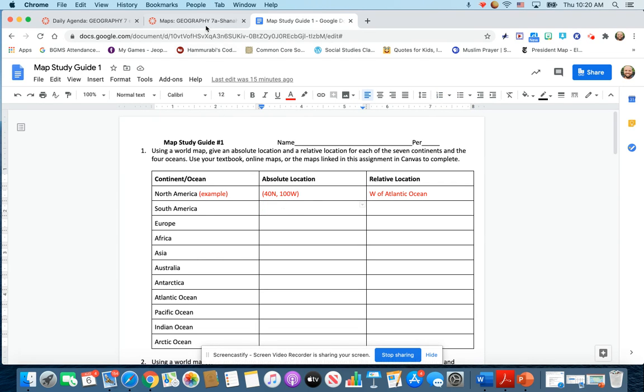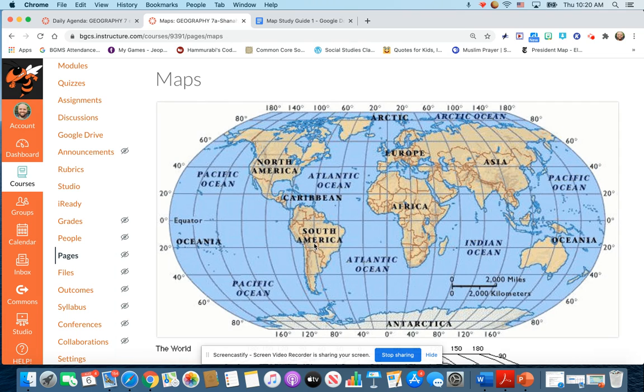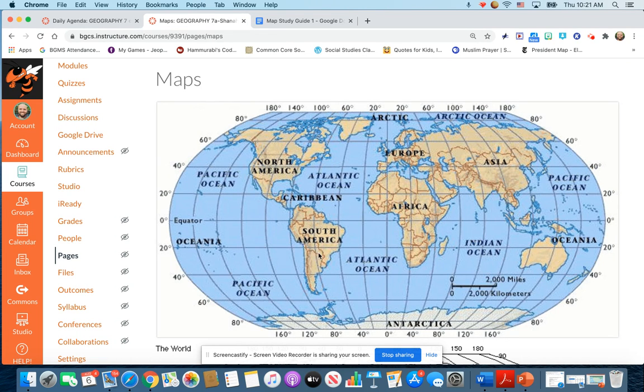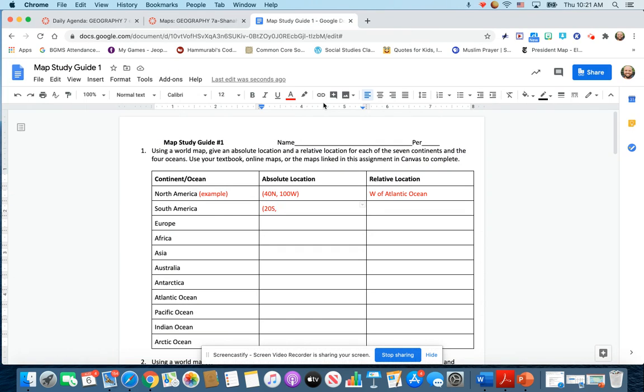Let's do South America together now. So I put my mouse on South America and I go over to the left. I see that we're at 20 degrees. We're below the equator, so it's going to be 20 degrees south. Let's go ahead and type that part in. South, comma. I'll put the mouse back on South America. Follow that curved line up to the top, and we are at 60 degrees west because we are west of the prime meridian. So we'll put 60 west.